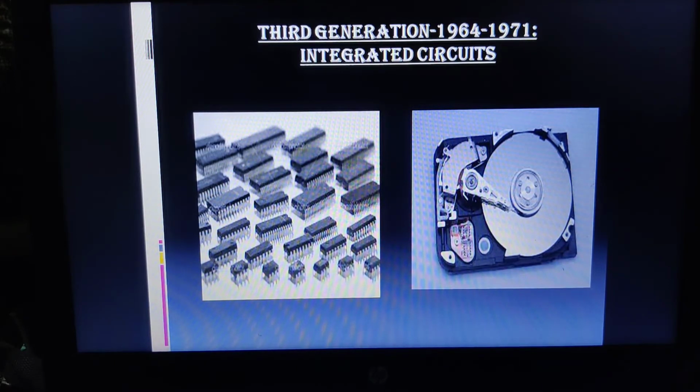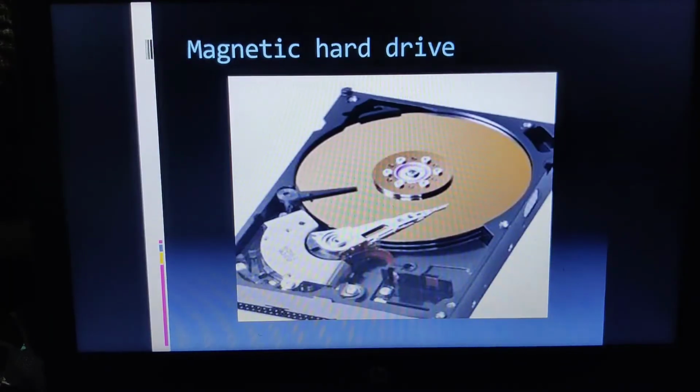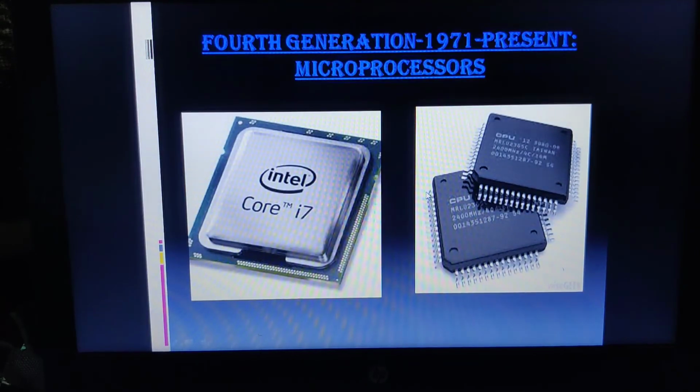Moving on to the next generation, that is the fourth generation. This is again the magnetic hard drive. So moving on to the fourth generation, that is the present generation, it started from 1971 and we are still in the fourth generation. In the fourth generation we were using the microprocessor.